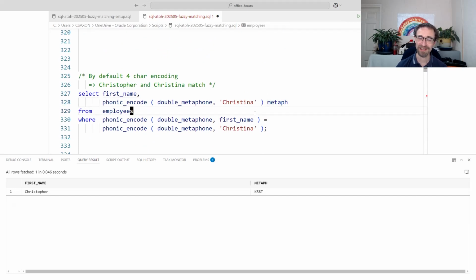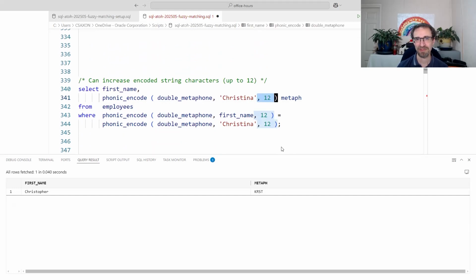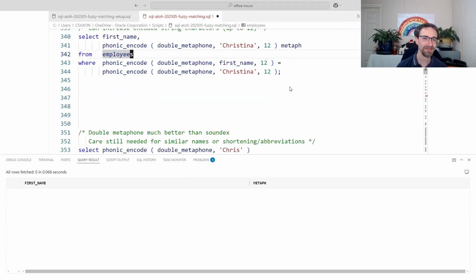But by default, it is still just 4 characters. So Christina and Christopher both match to Christ, right? Which is not really what we want here. The good news is we now have an optional parameter of how many characters we want to encode. It can be anything from 1 up to 12. So 12 is the limit. So we can do a 12-character encoding of Christina and find it no longer matches Christopher, which is what we would like here.